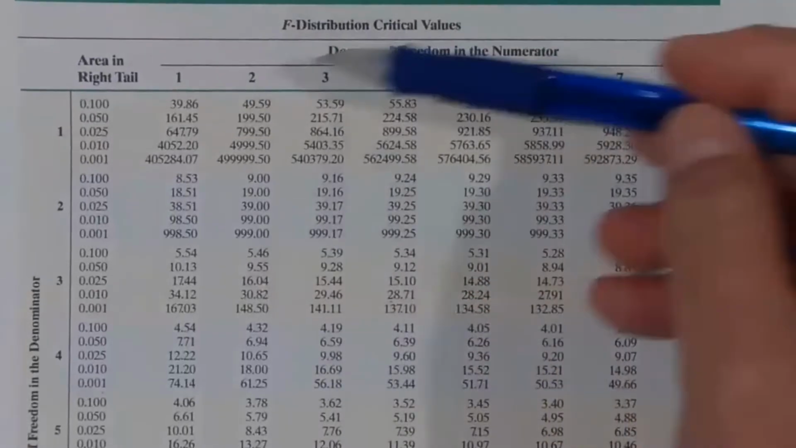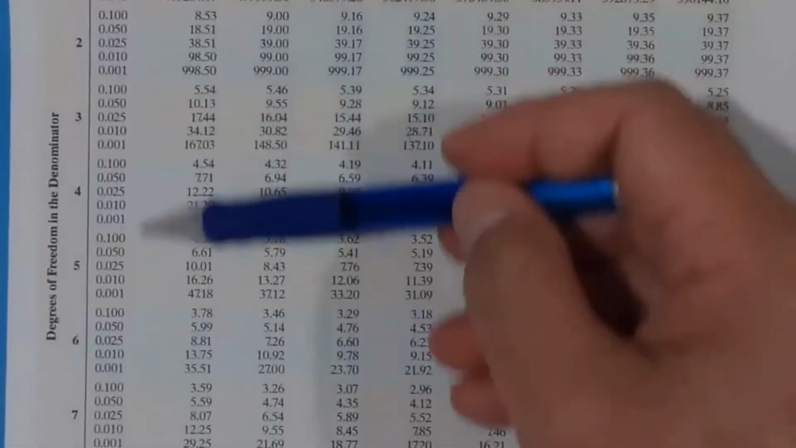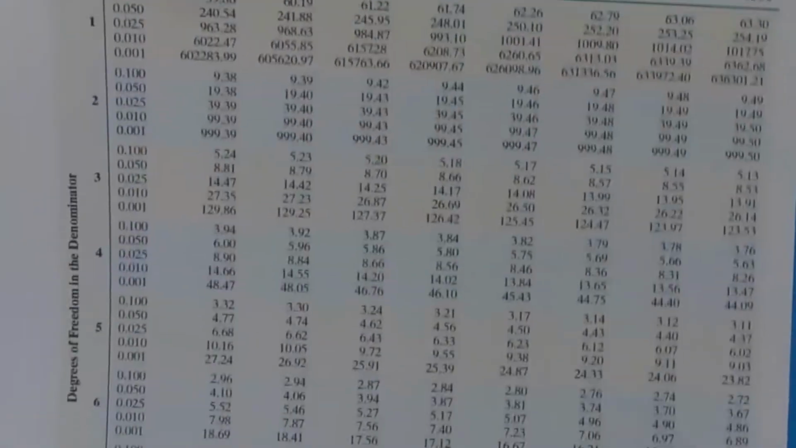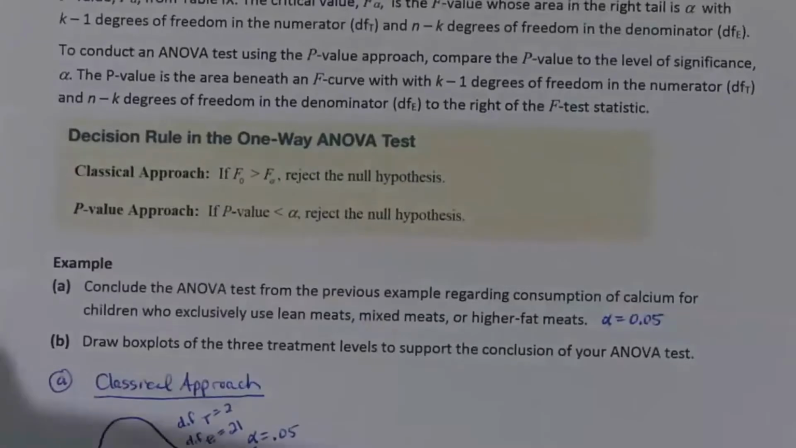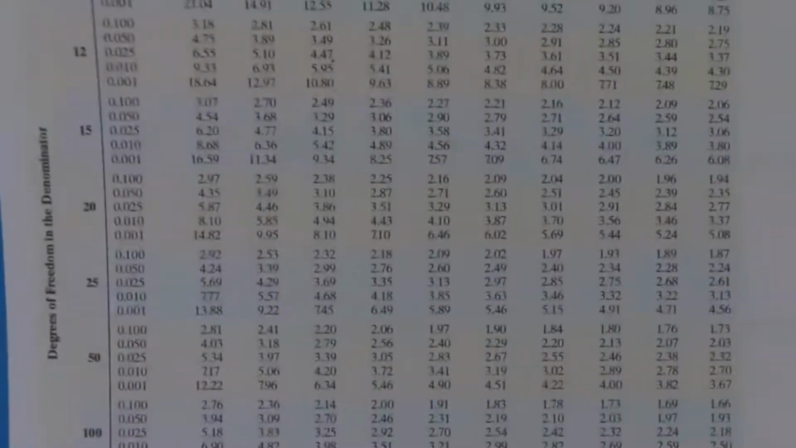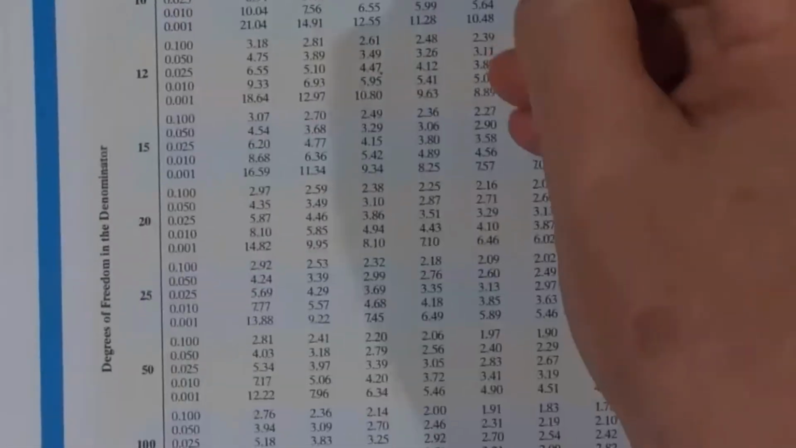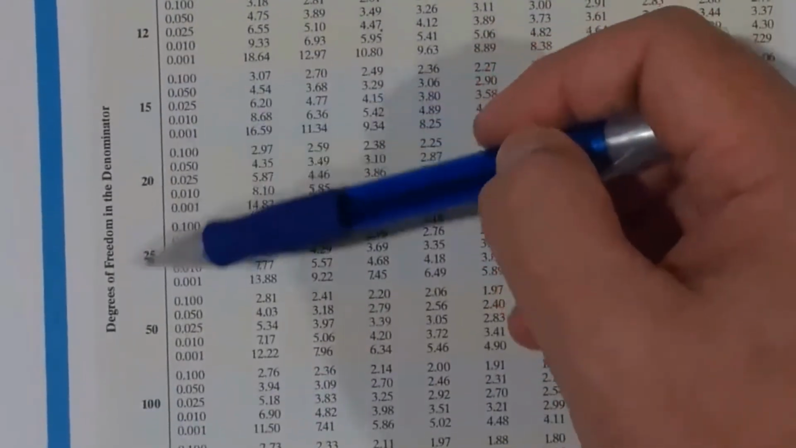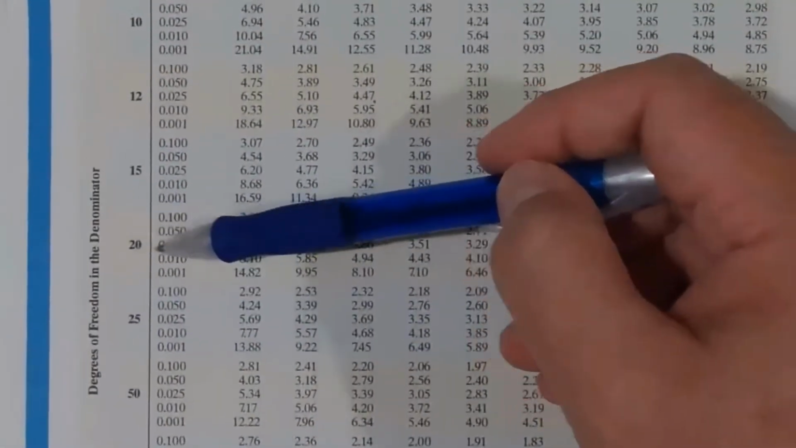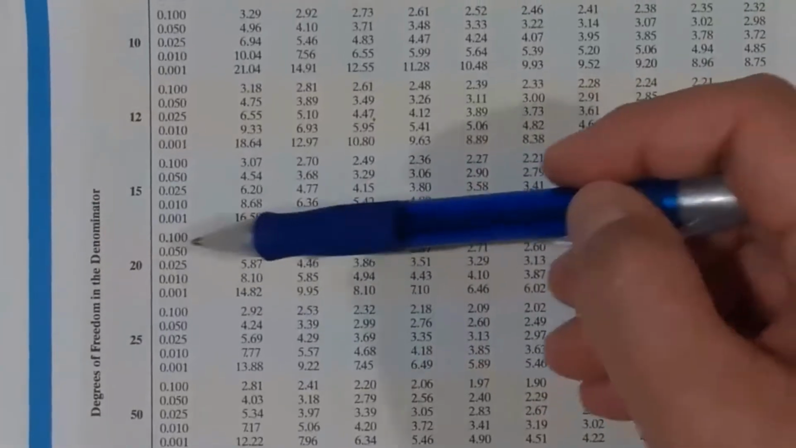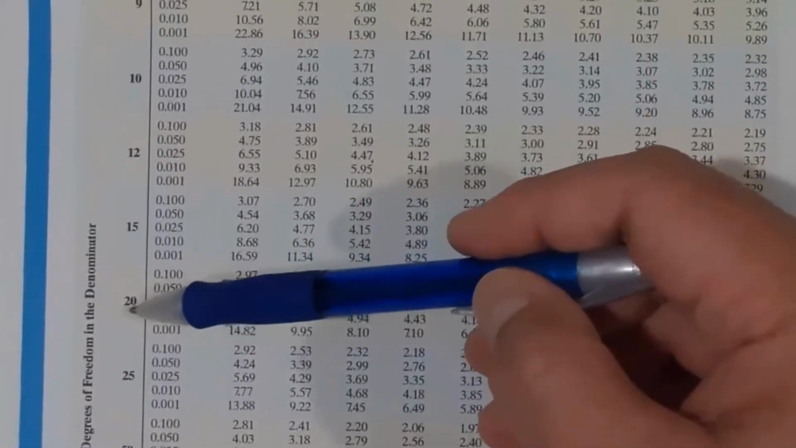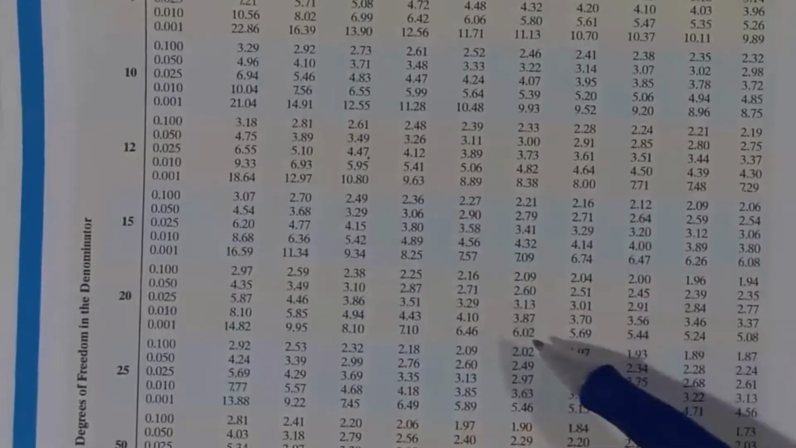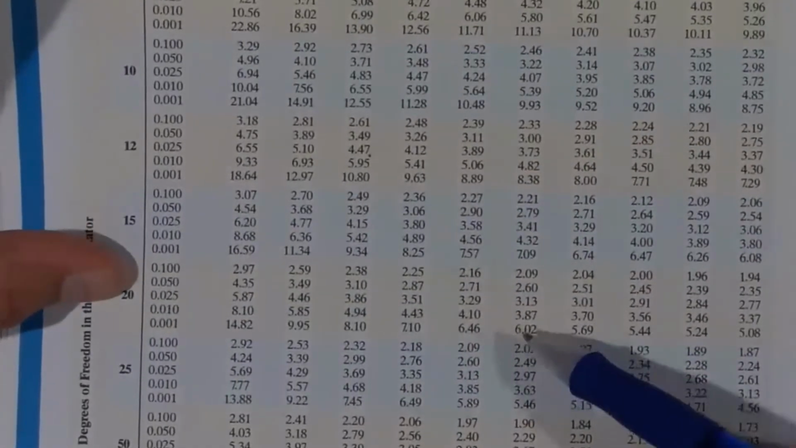So 2 degrees of freedom in the numerator, I'm going to go to that, and I need to find 21 degrees of freedom in the denominator. Well, that doesn't fit on the first page of this table. It's also not on the second page of this table. If I go to the third page of this table, now my degrees of freedom in the denominator go from 9, 10, 12, 15, 20, 25, and so on. I don't really have 21 degrees of freedom in the denominator, so I'm going to have to use the closest thing to it, which is 20 degrees of freedom in the denominator. So that's going to give me a slight little bit of error.